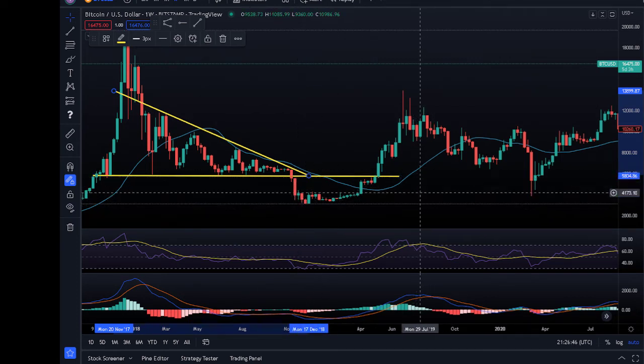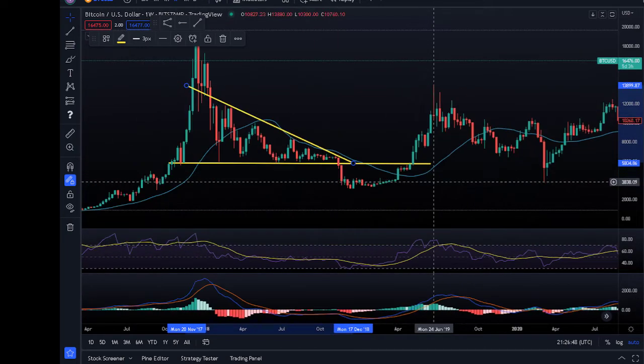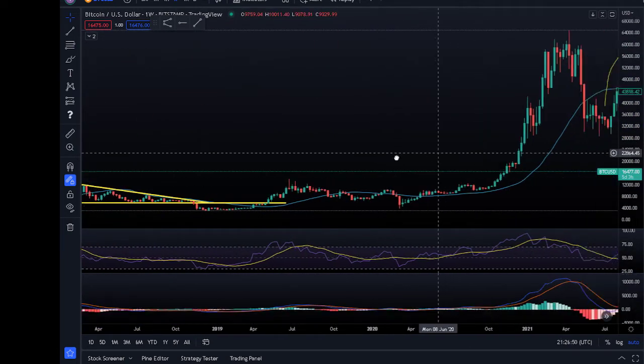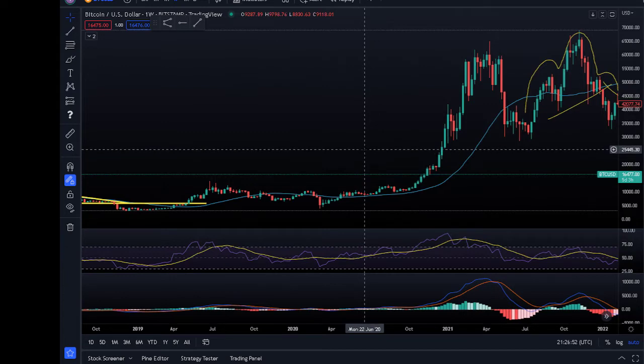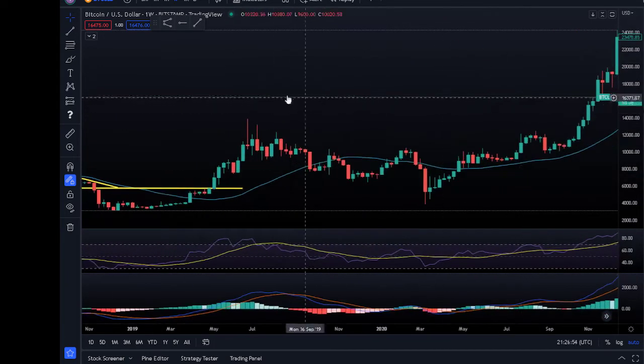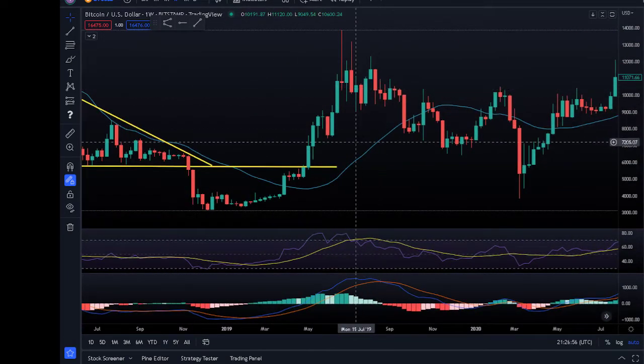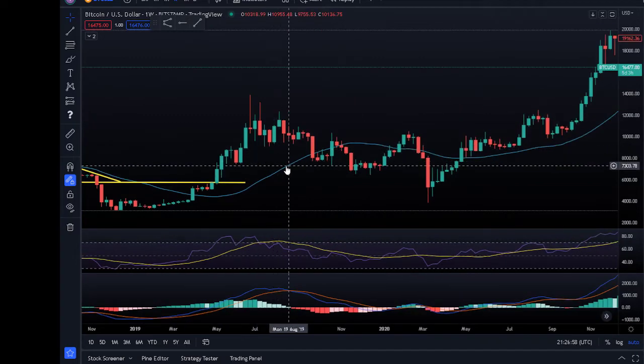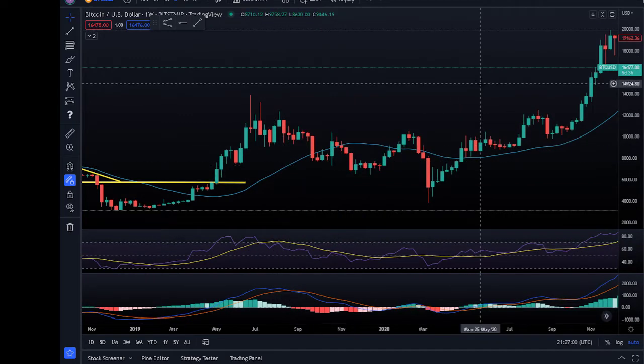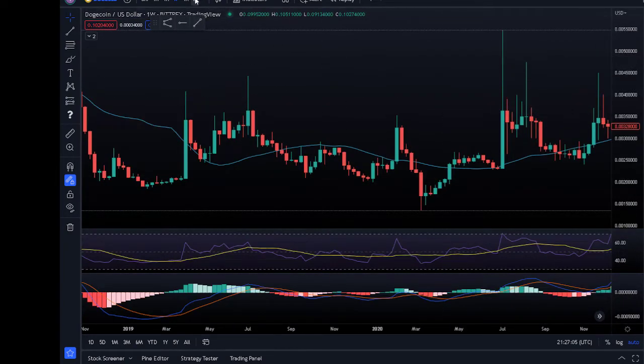A lot of times you can get fake outs, but the way to kind of negate that on these fake outs is you've got to look at the follow-through price action. It's not so much about just the retest. It's the follow-through price action, like we showed on Doge.